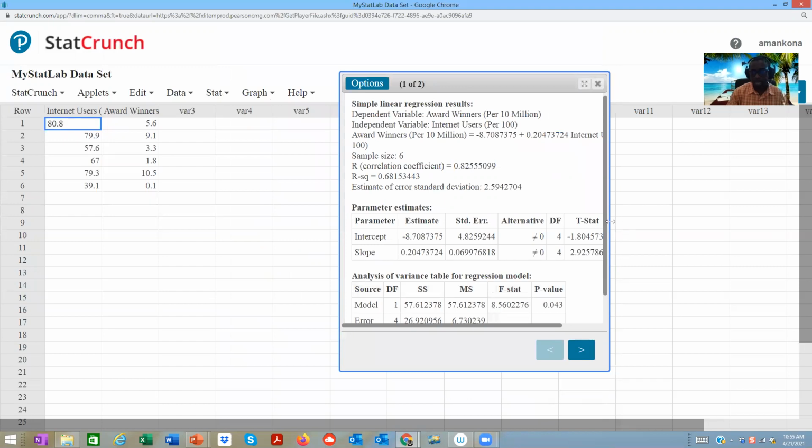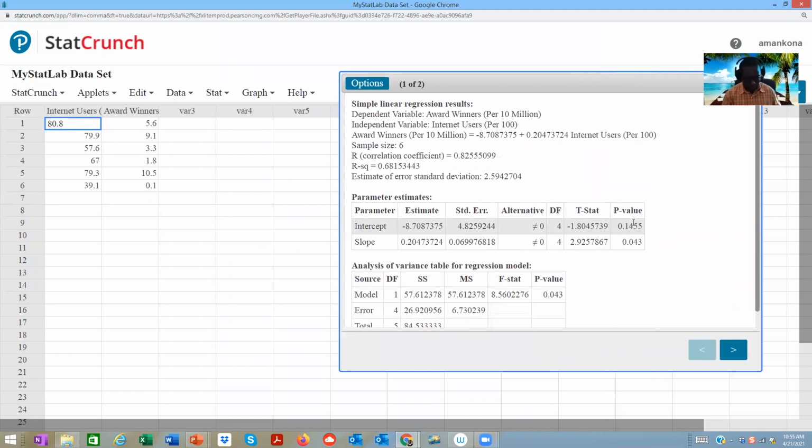All right, so when we compute this, what is our correlation coefficient? There's the correlation coefficient, so your r is 0.826 to 3 decimal places. Your p-value is 0.043, which is this one. Okay, that's the p-value. And then your test statistic t is 2.9226 to 3 decimal places.